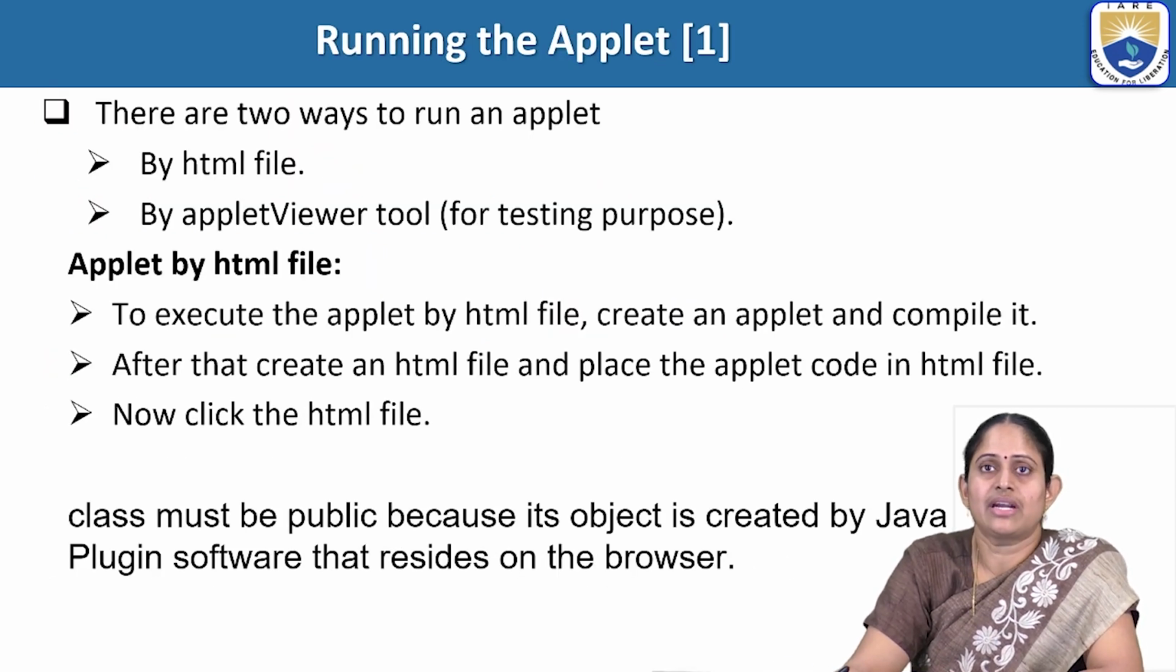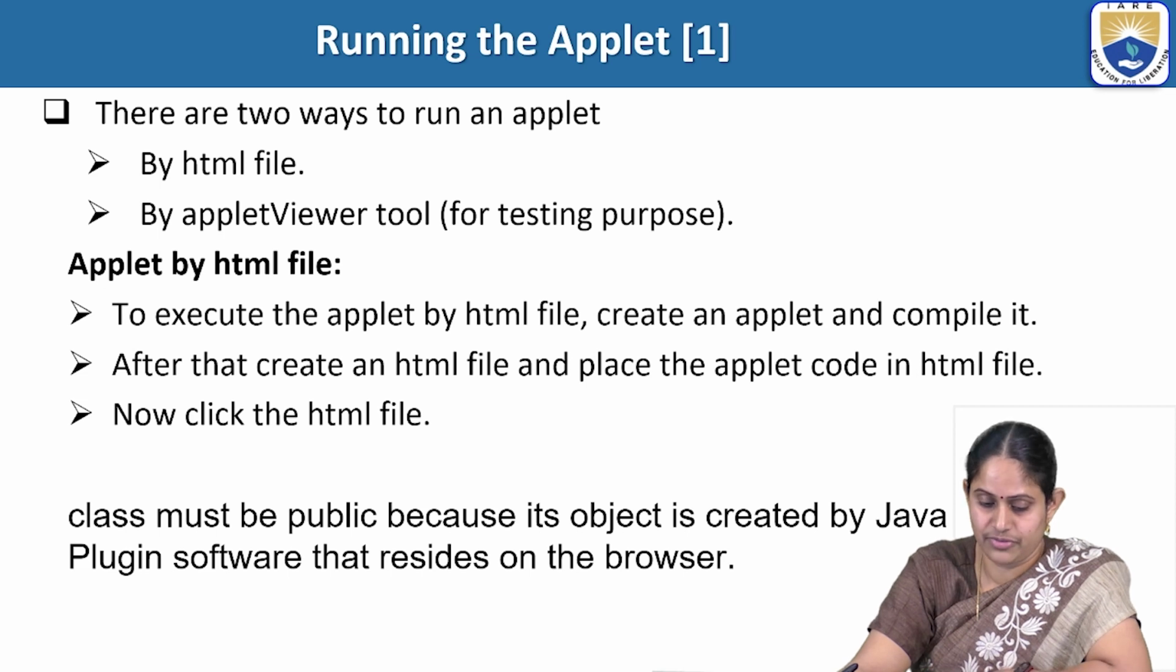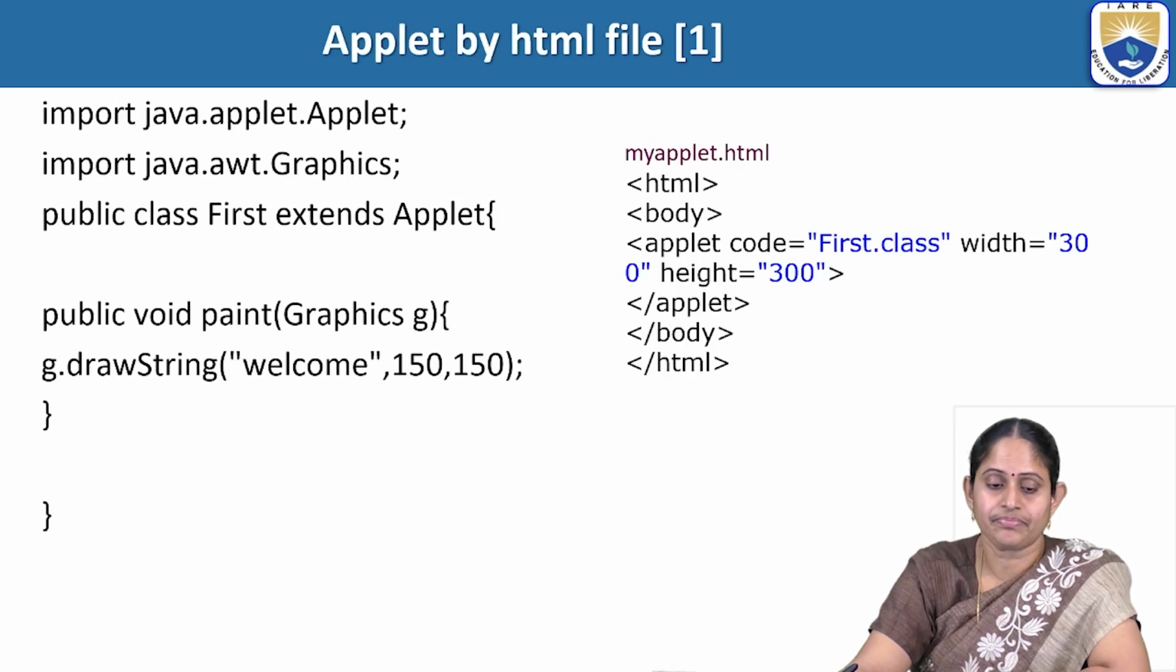There are 2 ways to run an applet: by running an HTML file or by making use of the applet viewer tool. When we run an applet by HTML file, first we have to create an applet and compile it. After that, create an HTML file and place the applet code in the HTML. Now click the HTML file. The class must be public because its object is created by Java plugin software that resides in the browser.